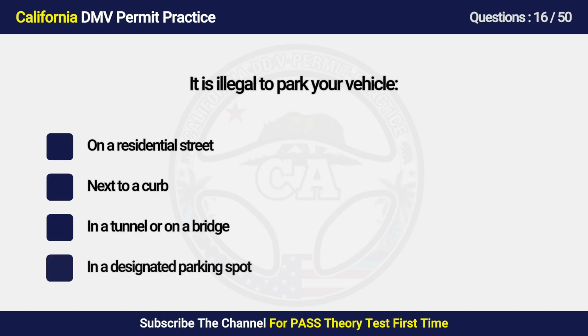Question 16. It is illegal to park your vehicle: A. on a residential street, B. next to a curb, C. in a tunnel or on a bridge, D. in a parking spot.